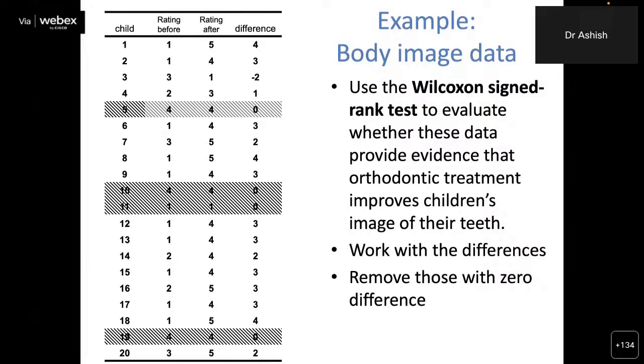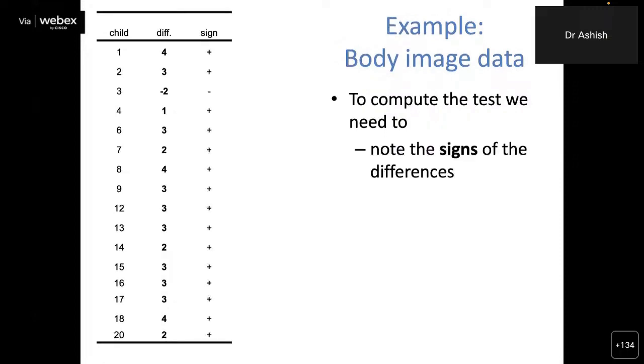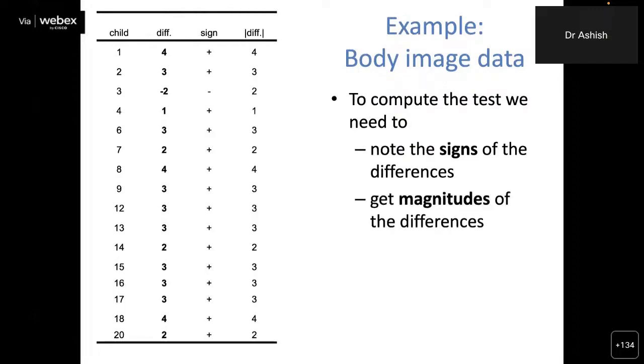So the first step is to calculate the difference, post minus pre observation. Then if there are zeros, we have to remove those zeros from our data set. So 16 observations we now have. Now we note the signs of the differences, how many positives there are, and along with that, we get the magnitude. In the sign test, we are not getting the magnitude. Here, before we had the value 1 and after we had the value 5. So post minus pre, the difference is 4. The sign is positive, and we have the sign as well as the magnitude. Second also has sign and magnitude. Here the sign is negative and the magnitude of the difference is 2. So here we are considering the sign as well as the magnitude of the difference.